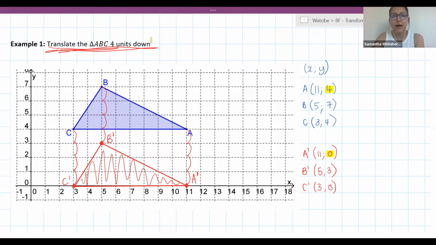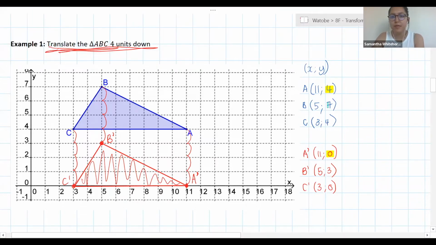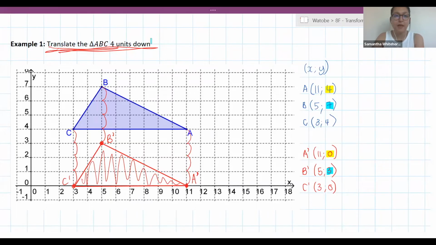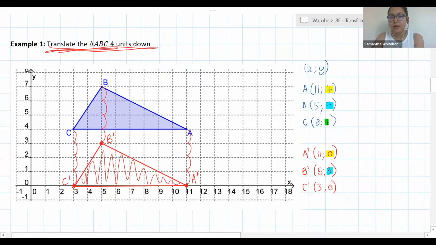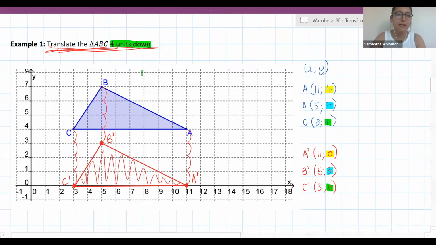If I look at the y coordinate of the original point B, that was 7. If I now go to B dash's y coordinate, that's 3. I subtracted 4. If I go to the y coordinate for point C, that was 4. If I go to C dash, that was 0. So each time I've subtracted 4, but this makes sense because I'm moving 4 units down. And so you can potentially work with the coordinates if you want to, but it's not something you have to stress too much about.